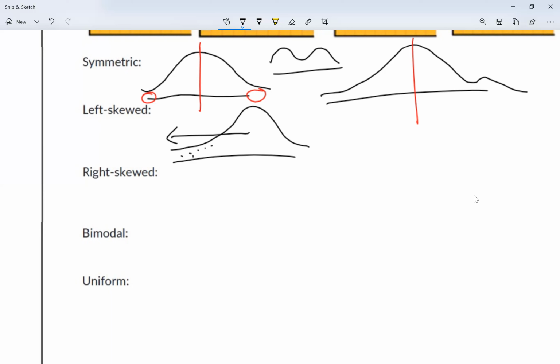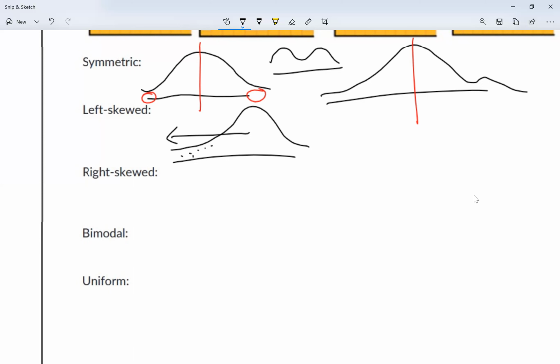My peak, the highest point on the graph, is on the right side, but it has a tail. We call it a tail. It has a lot of small values on the left side that are kind of trying to bring the graph to the left. That's why we're going to call it left skew.